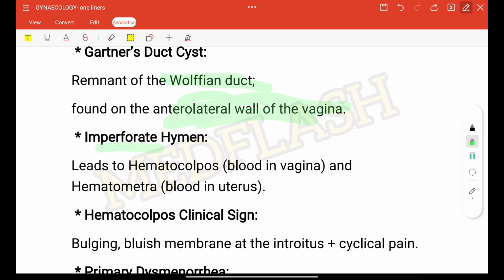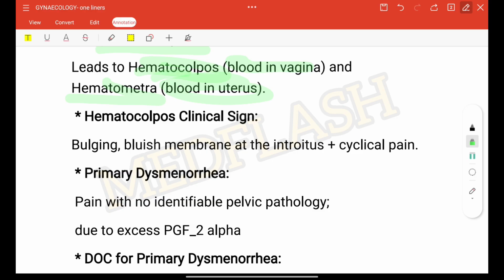Imperforate hymen leads to hematocolpus. Hematocolpus means blood in the vagina and hematometra means blood in the uterus. Hematocolpus clinical sign: bulging bluish membrane at the introitus plus cyclic pain.